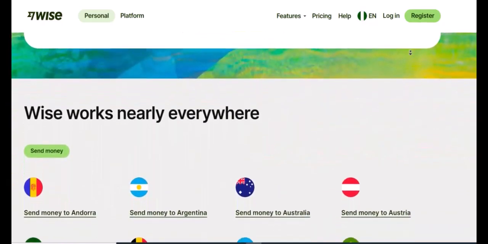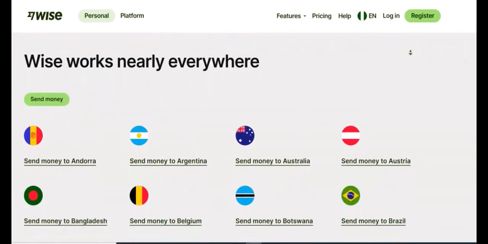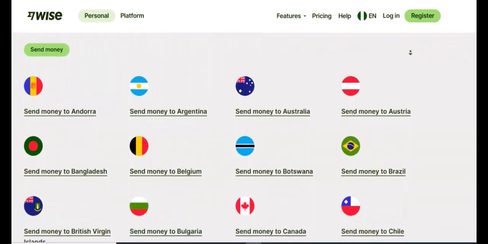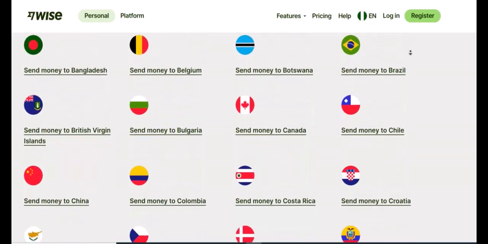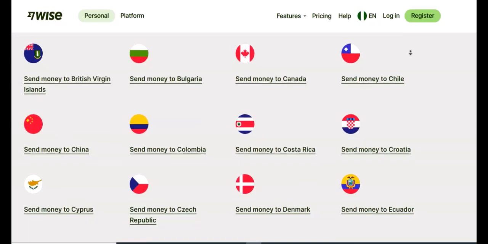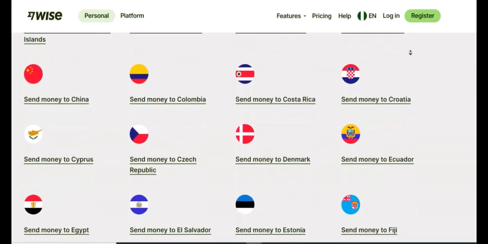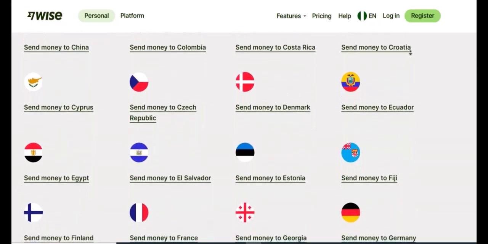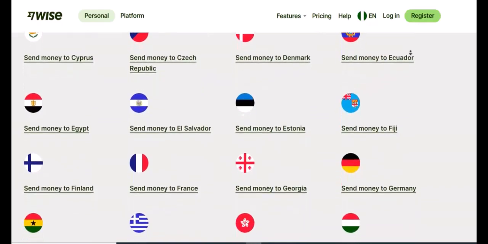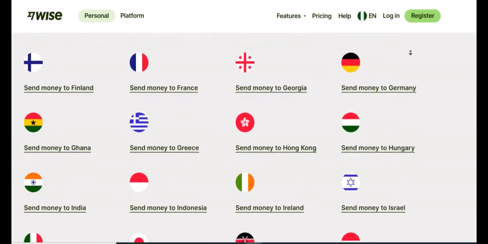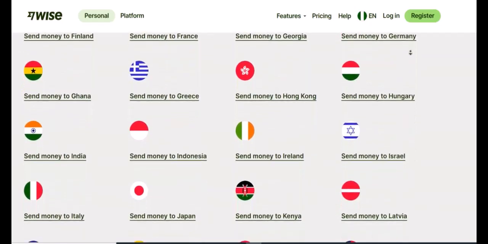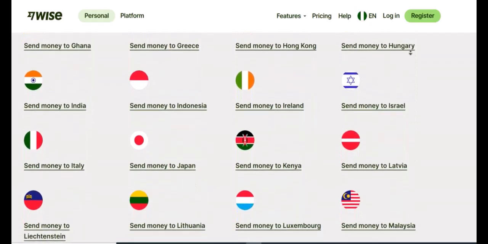Here's a step-by-step guide. Log in to your Wise account. Access your Wise account via the website or the mobile app. Select the desired currency balance. On your Wise dashboard, you'll see a list of your currency balances. Choose the currency you wish to withdraw. For example, if you have USD in your Wise account and want to withdraw it to your Nigerian Naira, NGN, bank account, you'll select your USD balance.